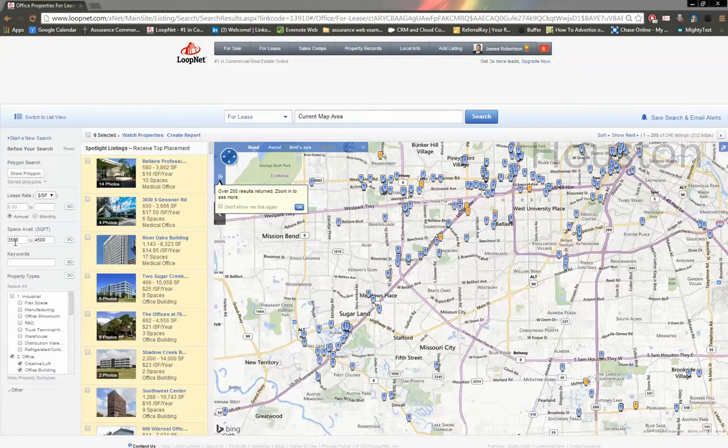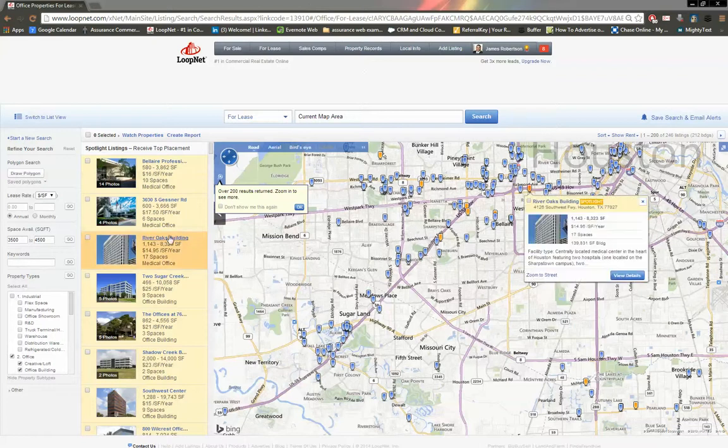Space available, we said 3,500 to 4,500. Your keywords, this can be helpful if you're only looking for properties on a certain street, or if you're only looking for a certain name like the River Oaks building. If that's all I really wanted, I can just type in the River Oaks building and it'll find anything with this name on it. And that's what I'm looking for, right? If that's what I was looking for.